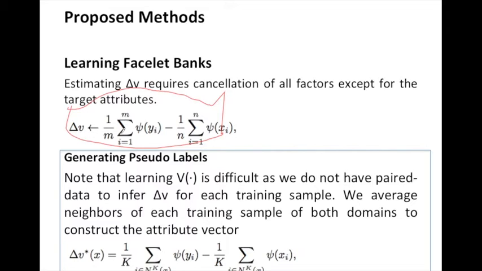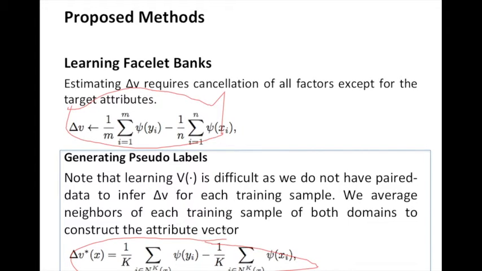After that we try to generate pseudo labels. Here, learning V is difficult as we don't have paired data to infer delta V for each training sample. We average the neighbors of each training sample of both domains to construct the attribute vector. So this is the attribute vector.